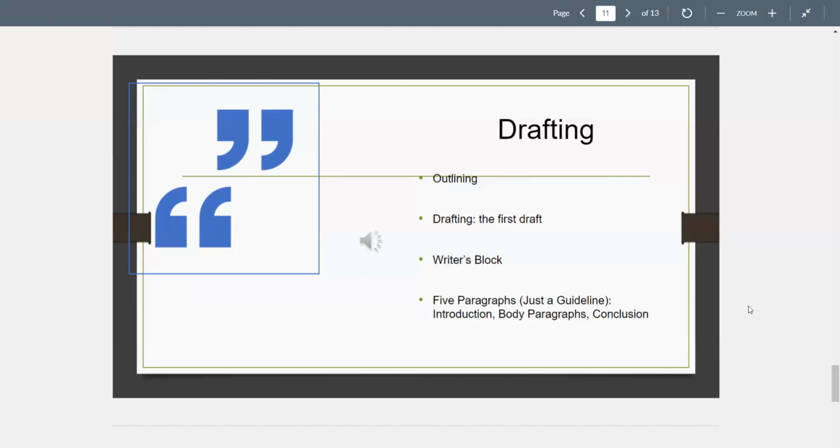Another key thing is that the 5 paragraphs that we're told, 5 paragraphs minimum for an essay, this is a guideline. I like to think of them more as sections. You have the introduction section, the body section, and the conclusion section. Now, yes, you do want a minimum of 1 paragraph for the introduction, 1 paragraph for the conclusion. And if you're not doing a very long paper, then that should be all that you need, is that 1 paragraph.